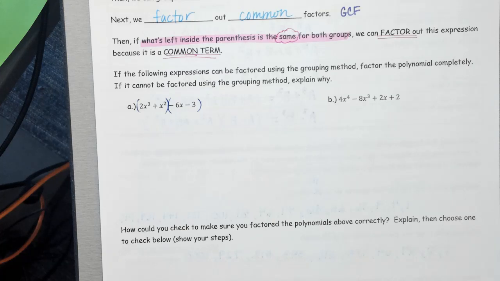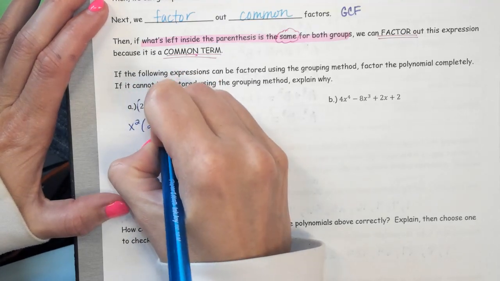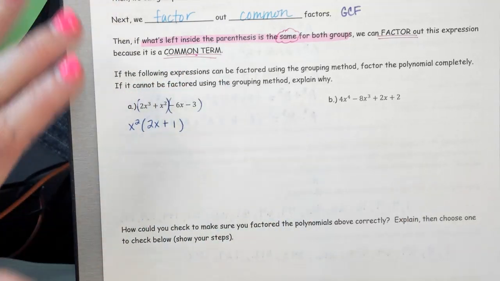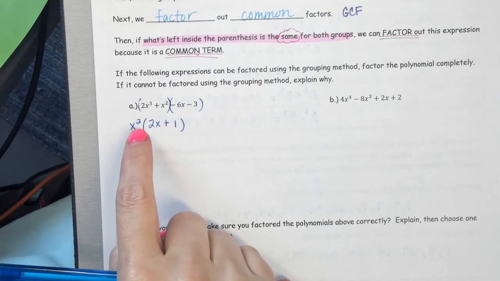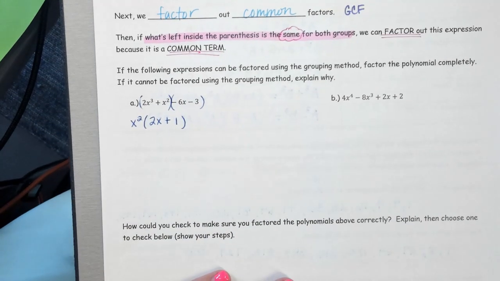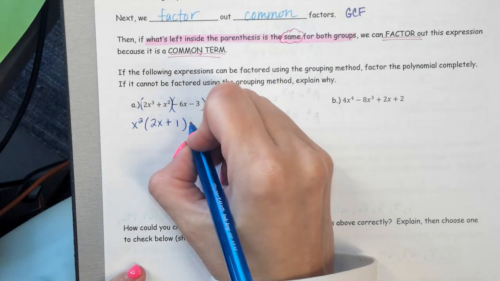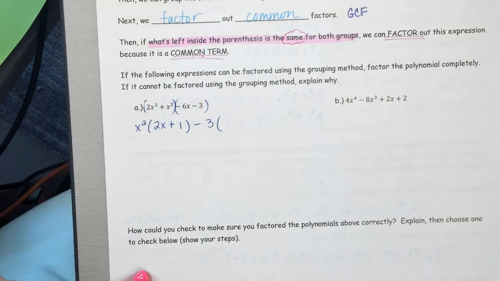The first two, we're looking at the second two. All right, so we should have taken out an x squared here, which is going to give you 2x plus, don't forget the plus 1. Because when you divide it, x squared divided by itself is 1. And you can double check that with distribution. If you didn't have the 1 there, it would just be x squared times 2x, which would only give you the 2x cubed, okay? And then because you want these to match, this would be a negative 3.